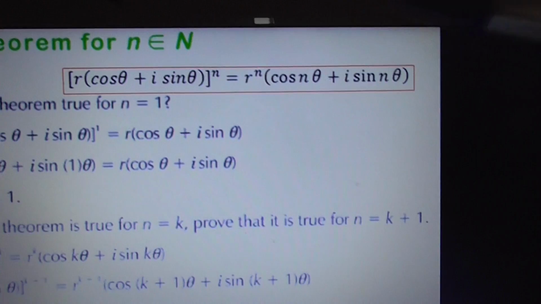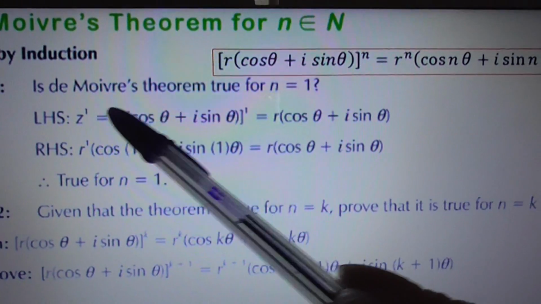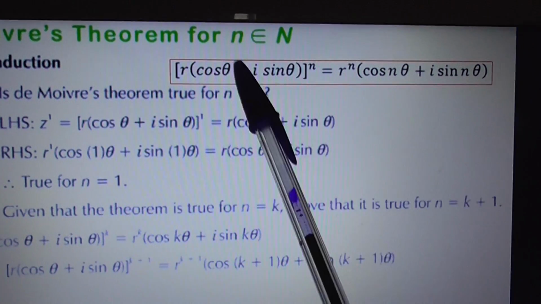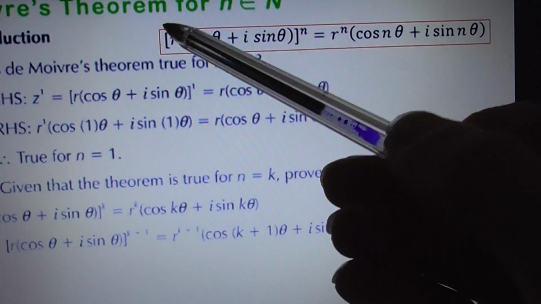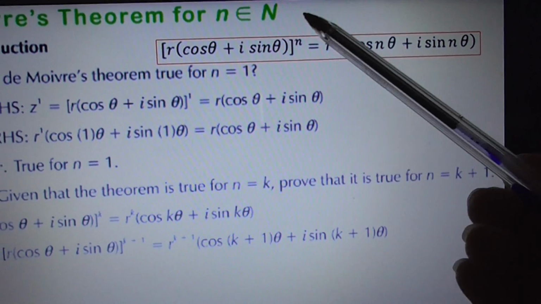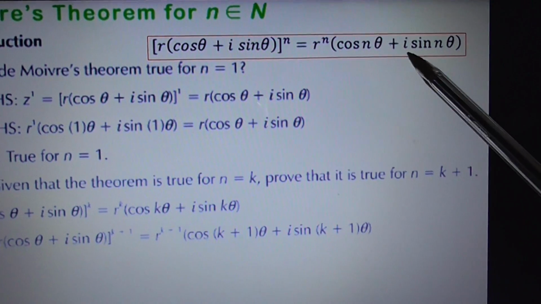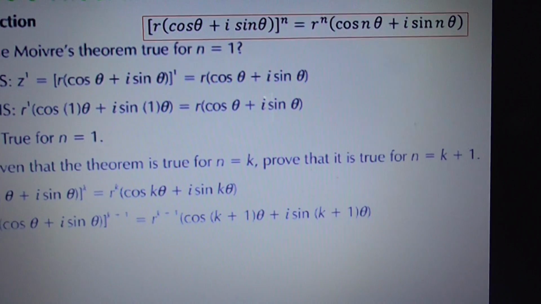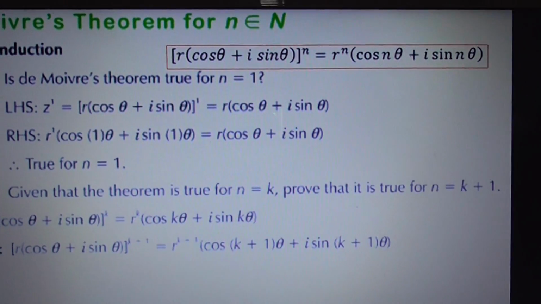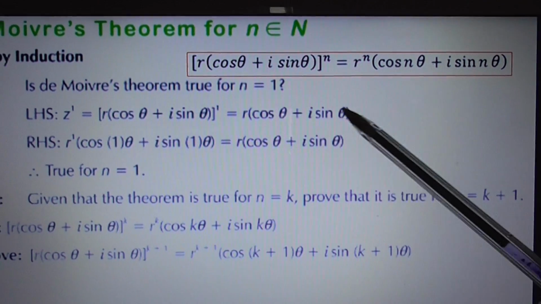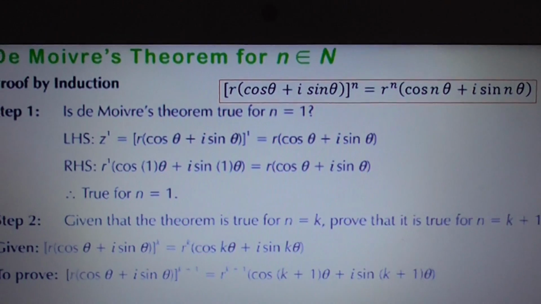So step one for proof by induction, you show it's true for n equal to 1. So prove true for n equal to 1. Your left-hand side is r, a bracket, cos theta plus i sin theta, all to the power of 1. That would then read as r to the power of 1 by cos 1 theta plus i sin 1 theta. So your left-hand side is equivalent to your right-hand side straight away, because anything to the power of 1 is itself. The left-hand side works out to be r cos theta plus i sin theta. The right-hand side works out to be r cos theta plus i sin theta. So therefore it's true for n equal to 1.